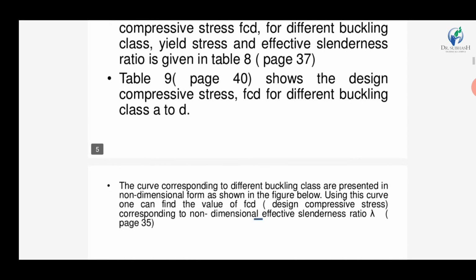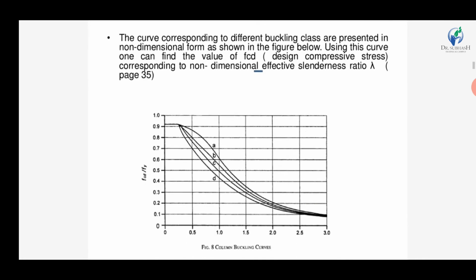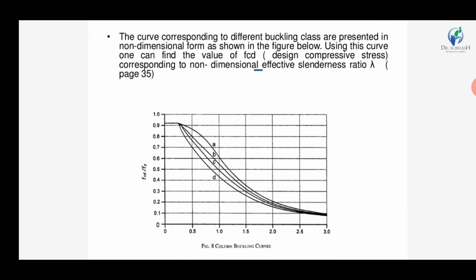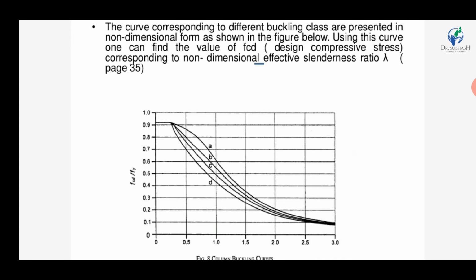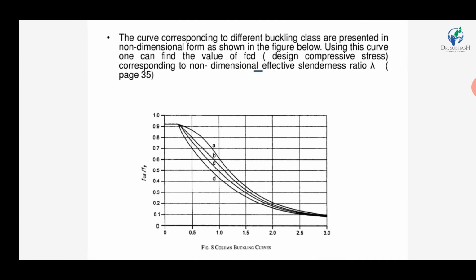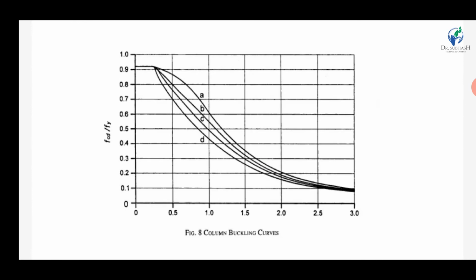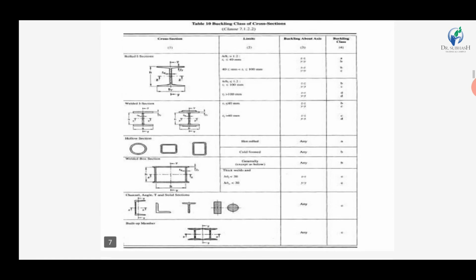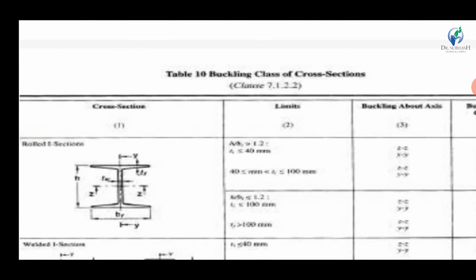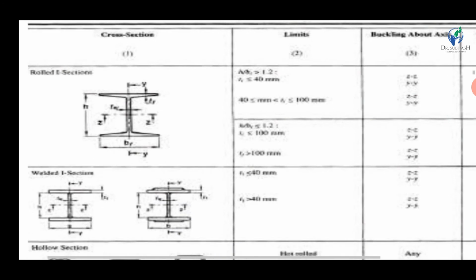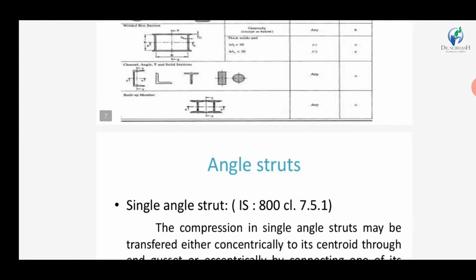Now the buckling classification curve is also mentioned on page number 35 in terms of lambda. Curves corresponding to the different buckling classes are presented in non-dimensional form as shown in the figure below. You can see the figure of column buckling curves, and the four classes are given: A, B, C, D. So you can also find the buckling class using this figure. This is Table 10. You can find the buckling class for the different cross-sections that you have to design.